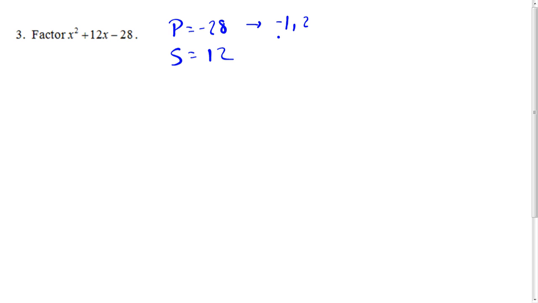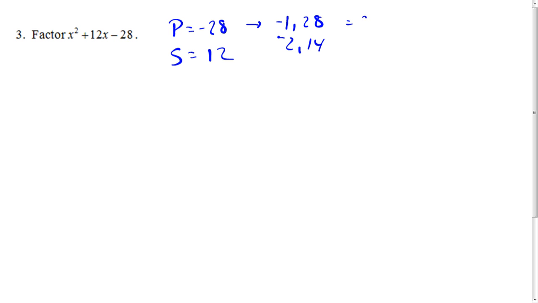Moving on to problem number 3. This is a little bit more straightforward. So here my product is negative 28. My sum is 12. So you're going to look for the factor pairs. So factor pairs have got 1 and 28. Now again, remember, if the product is negative, one factor is going to be positive, one's going to be negative. The larger factor is going to take on the same sign as the sum. So it's going to be negative 1 and 28, and negative 2 and 14.